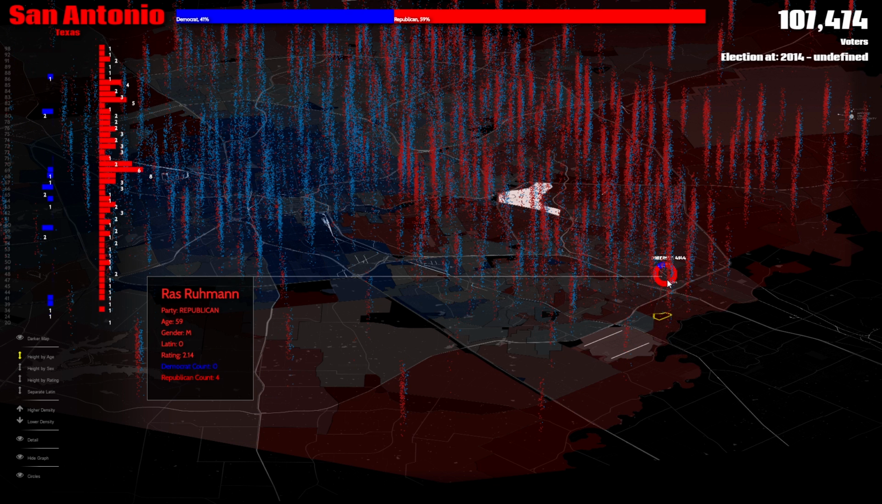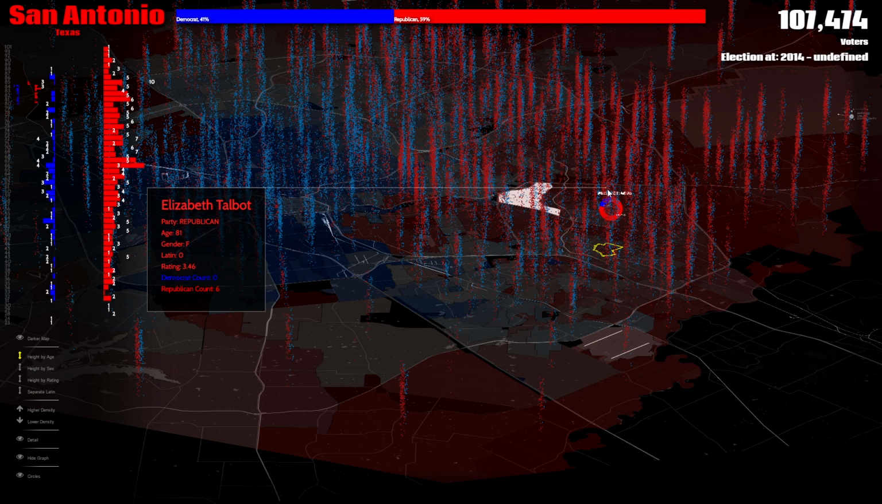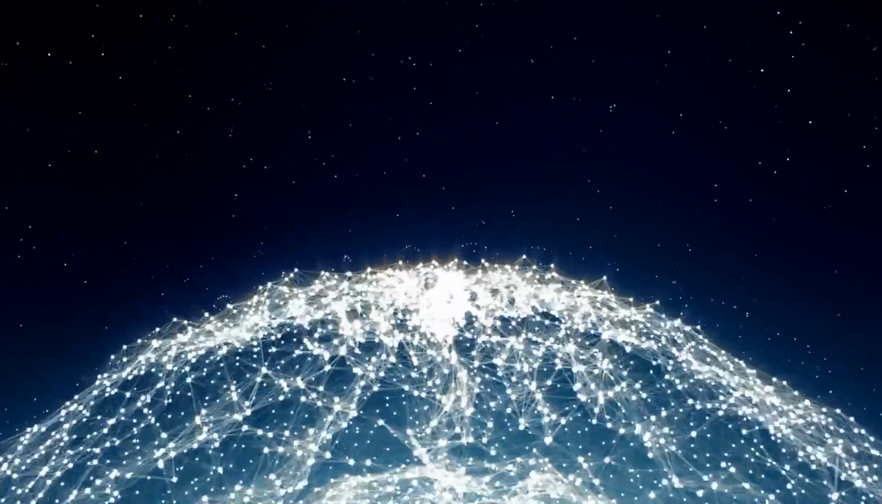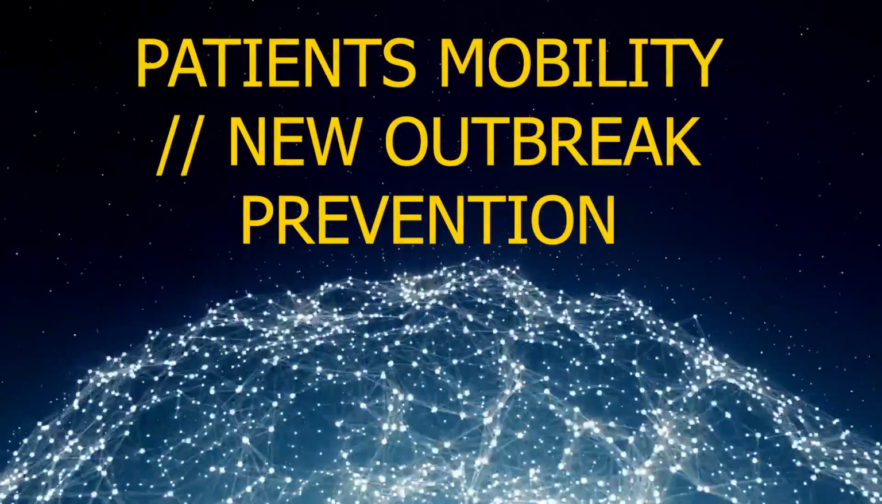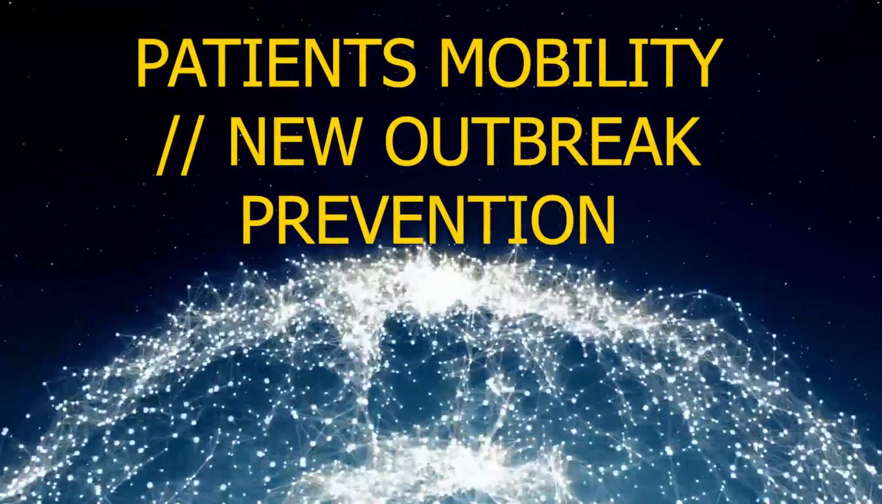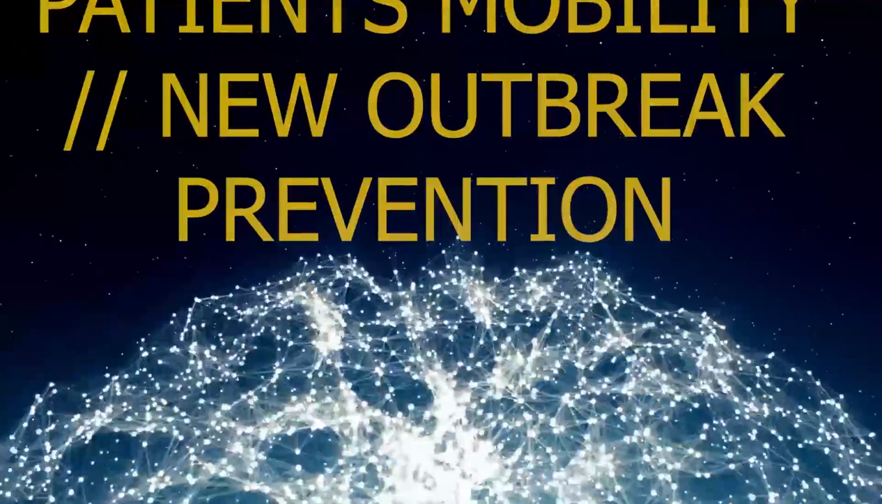So if we would like to see a specific age group, we can track and see where in this area, based on ages, we have a higher population who could be prone to getting the disease or having a higher risk of complications. With this mobility system, we can track and prevent possible outbreaks.